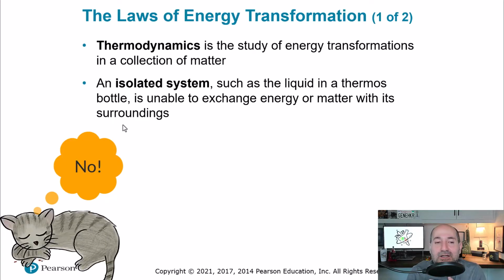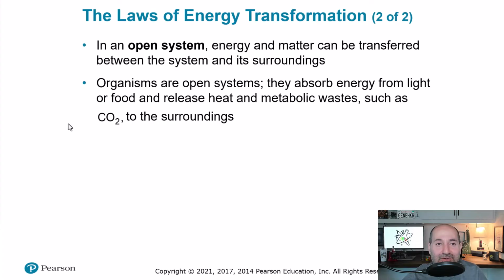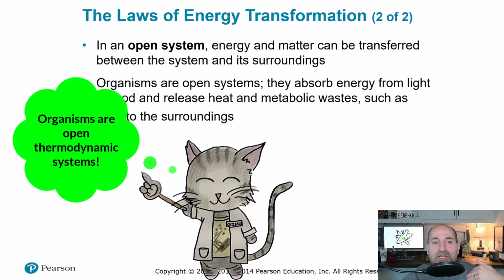We are open systems. In an open thermodynamic system, energy and matter can be transferred between the system and its surroundings. Organisms are open systems. They absorb energy from light or food. They can release heat and metabolic wastes, such as CO2, to the surroundings. So the universe and the environment can affect us, and we can affect the environment. We are an example of an open thermodynamic system.